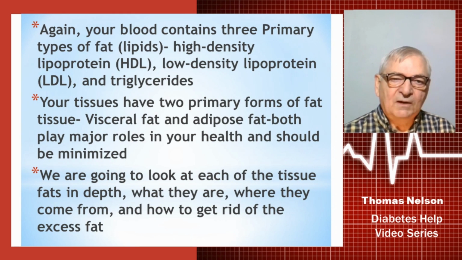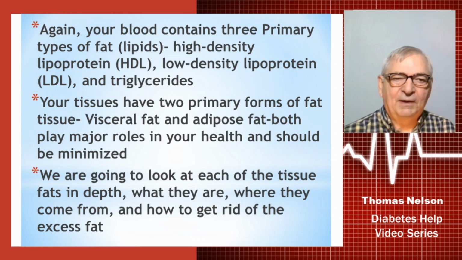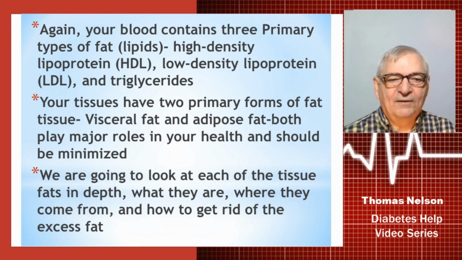Again, your blood contains those 3 primary types of lipids or fats: the HDL, the LDL, and the triglycerides. Your tissues have 2 primary forms of fat tissue, visceral fat and adipose fat, both major role players in your health, and they should be minimized. We're going to look at each of these tissue fats in depth: what they are, where they're found, where they come from, and how to get rid of that excess fat.